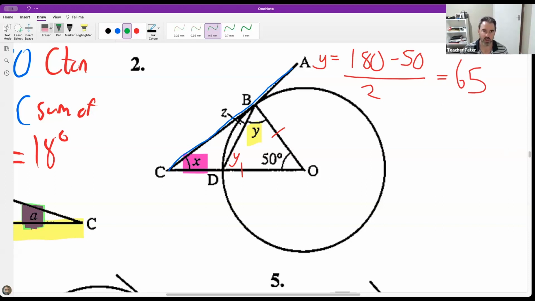So let me write that in. So you know that each of these is 65. Now I want to get z. Who has ideas for z?